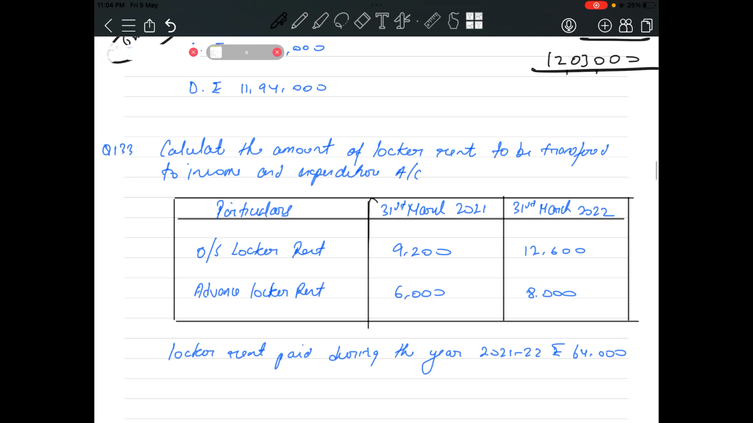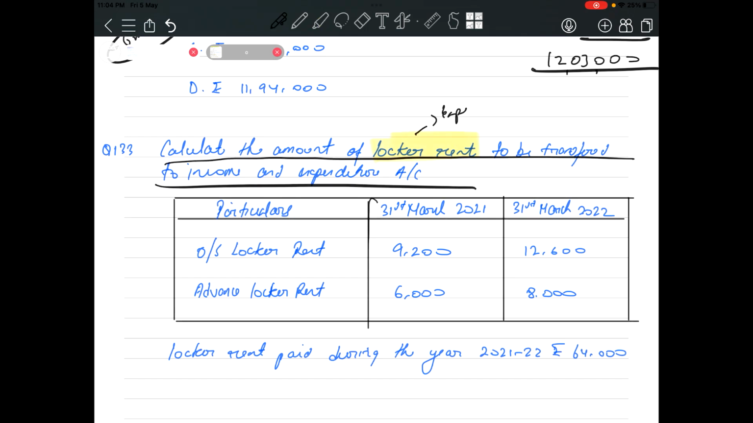Now let's see question number 133. Calculate the amount of local rent to be transferred to income and expenditure account. What is local rent? This is an expense. This is the expenditure.